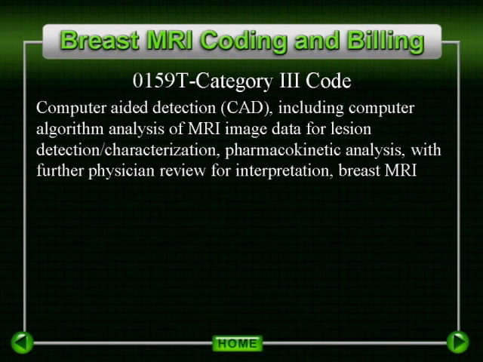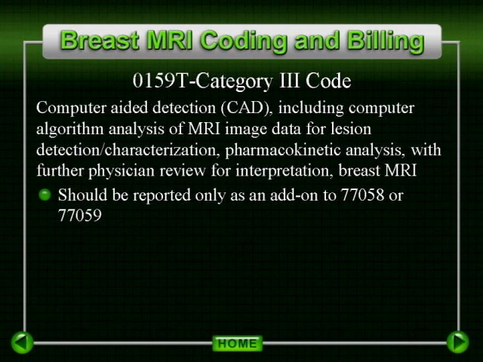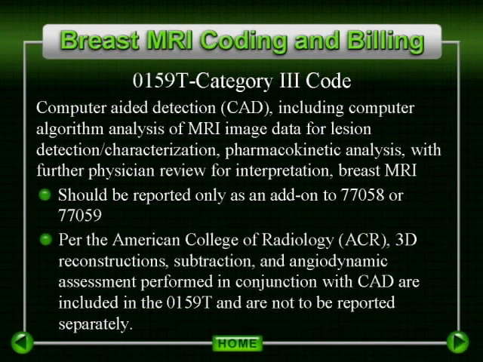0159T is a Category 3 code, computer-aided detection including computer algorithm analysis of MRI image data for lesion detection, characterization, pharmacokinetic analysis with further physician review for interpretation, breast MRI. This should be reported only as an add-on code to 77058 or 77059. Per the American College of Radiology, 3D reconstructions, subtraction, and angiodynamic assessment performed in conjunction with CAD are included in the 0159T and are not to be reported separately.